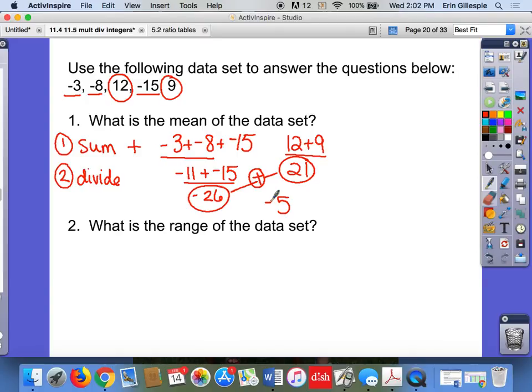I know that seems like a lot of work, and sometimes students make the mistake of being like, yay, that's my answer. But it's not, because all you've done right now is step 1. That's your sum, is -5. You still need to divide. What do I divide it by?